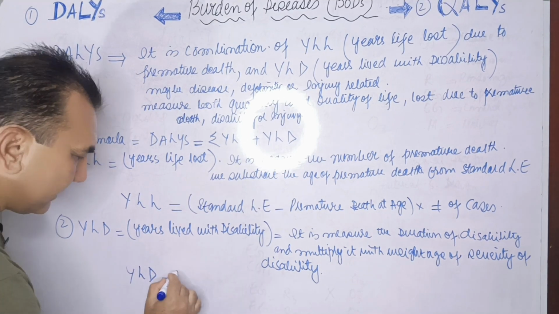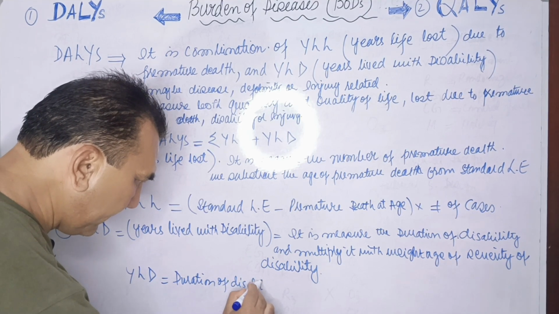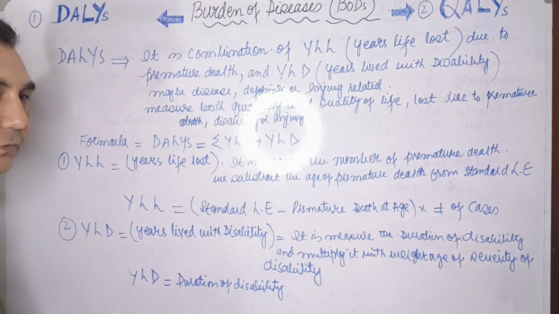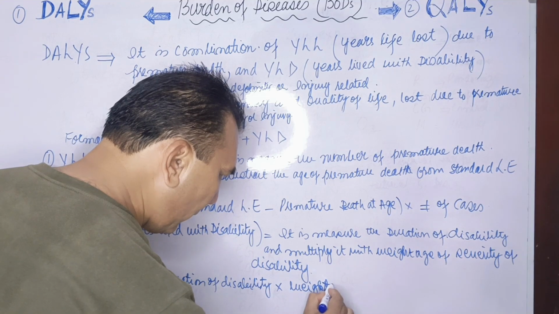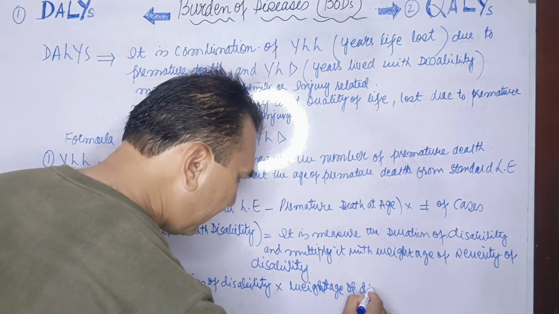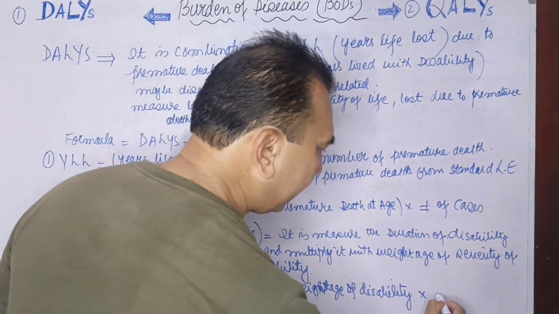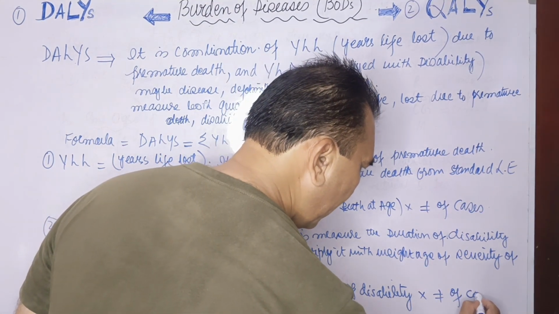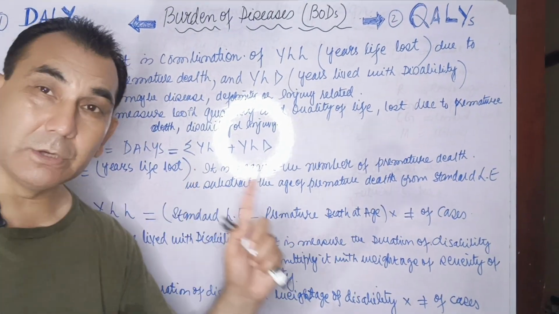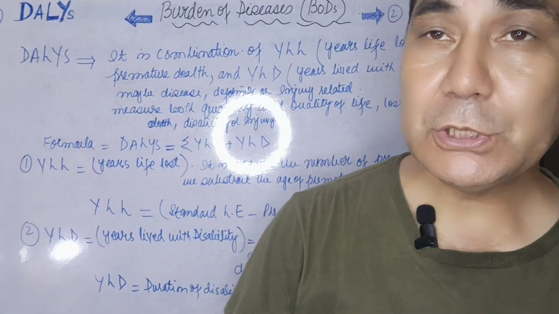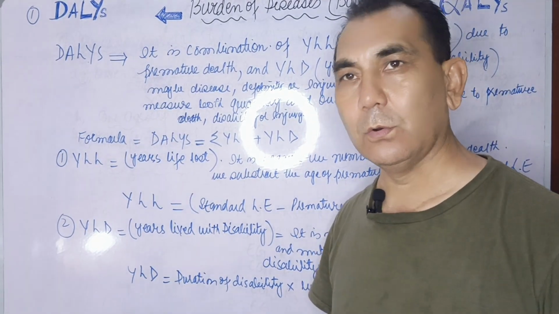YLD is the duration, as I told you, duration of disability multiplied by weightage of disability, and in the last you can multiply it with the number of cases. You can measure the YLD of a single person, you can measure the YLD of a population, or you can measure the YLD of the whole country.